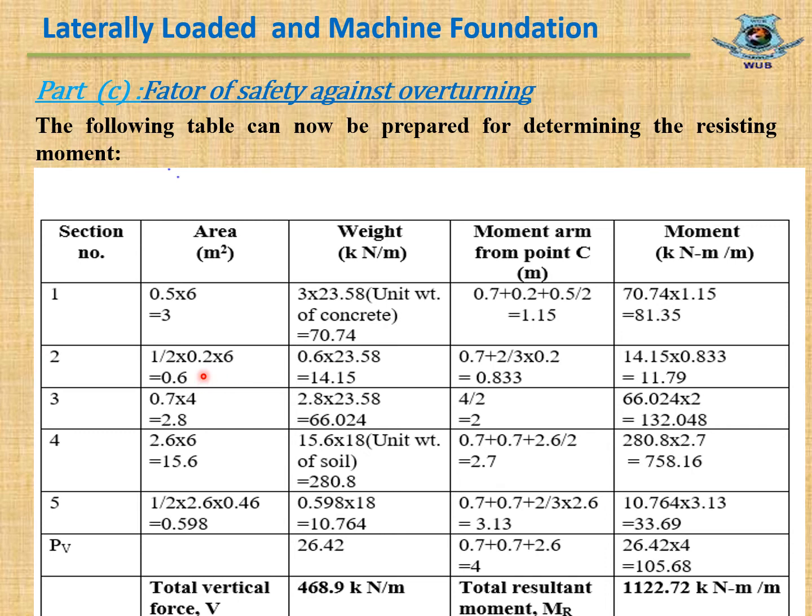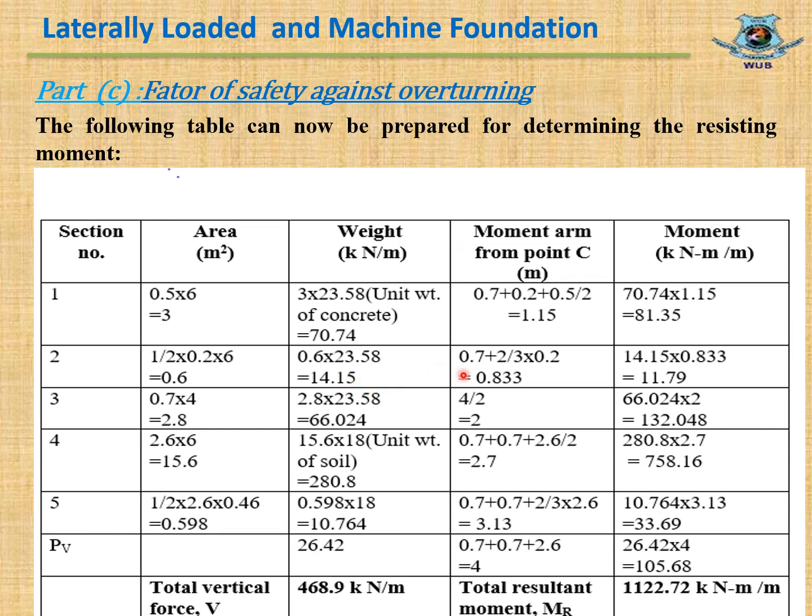For section 2, area equal to half into base into height as it is triangle. Here base equal to 0.2 meter and height equal to 6 meter. So area becomes 0.6 meter square. Weight equal to area into unit weight of concrete. Here area equal to 0.6 meter square, unit weight of concrete equal to 23.58 kilonewton per meter cube. So weight becomes 14.15 kilonewton per meter.